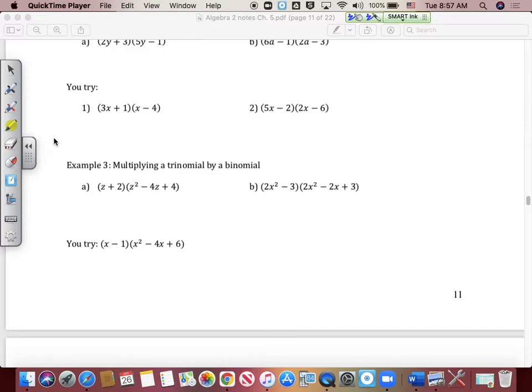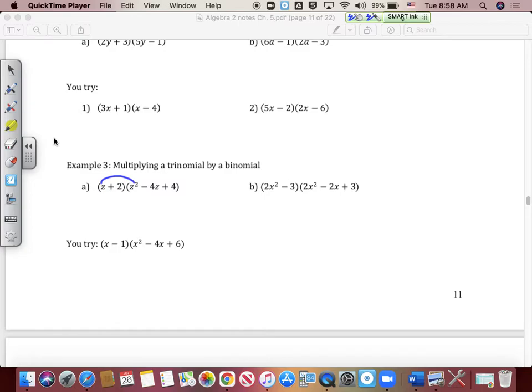So what I mean by that is you have to multiply this z here by everything over here. So I have to multiply z by z squared, z by negative 4z, and z by 4. And I also need to multiply 2 times z squared, 2 times negative 4z, and 2 times 4. So you're going to be doing multiplication 6 times, and then you'll be getting 6 separate little answers. So let's start with z times z squared.